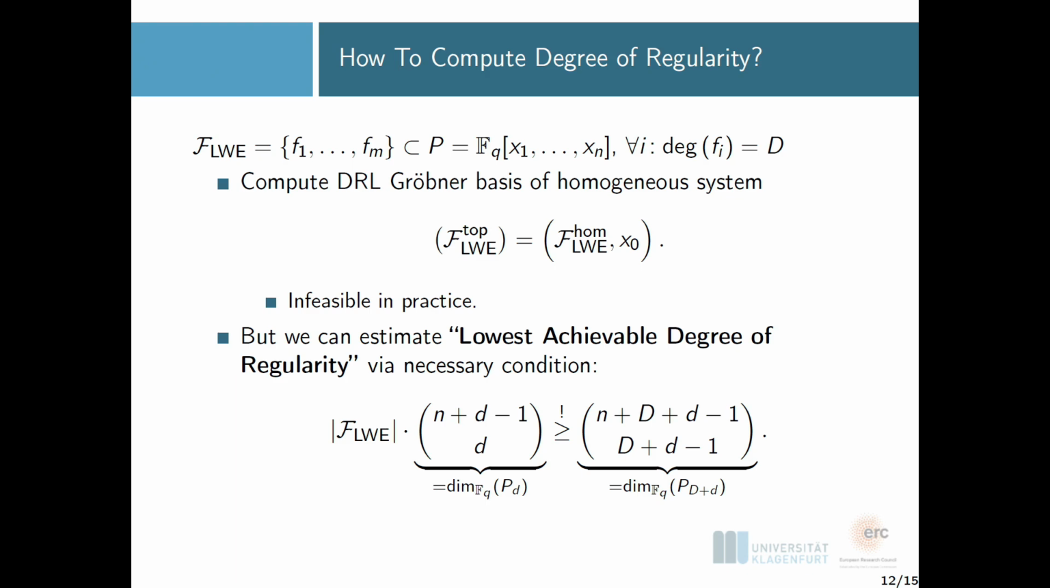And then we effectively do Gaussian elimination of this product. And then it's immediately apparent that the size of the product has to be at least the dimension of the target space. Otherwise, we cannot have met the degree of regularity yet. So we get a very simple necessary condition on a lowest theoretically achievable degree of regularity.